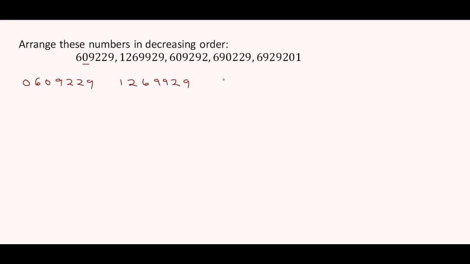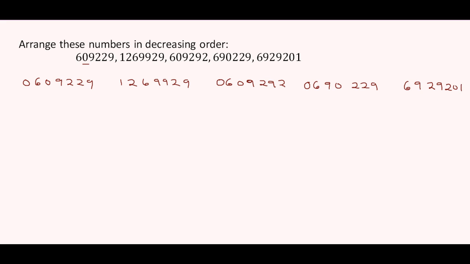And then I have 6, 0, 9, 2, 9, 2, which is 6 digits. I'm going to put a 0 here to make it 7. 6, 9, 0, 2, 2, 9. I'm going to put a 0 here to make it 7. And then we have 6, 9, 2, 9, 2, 0, 1.